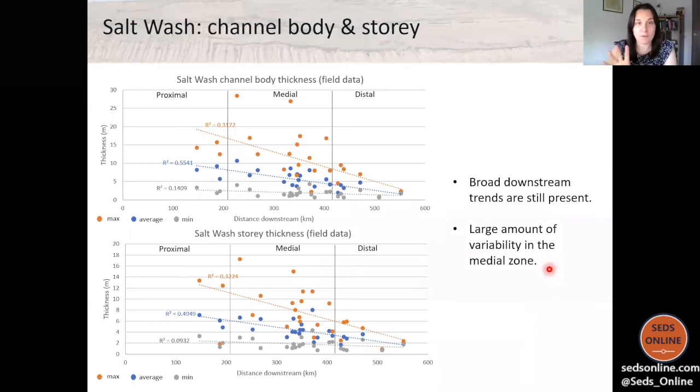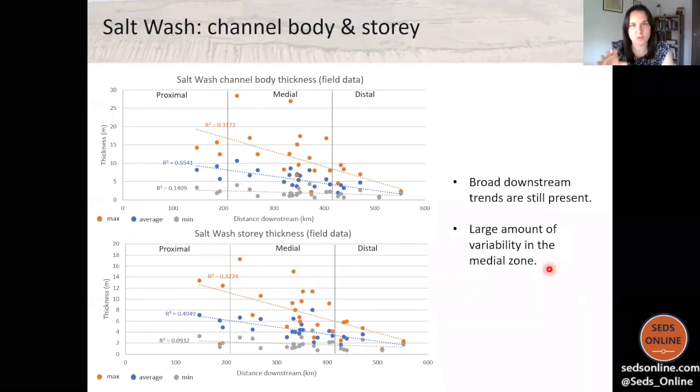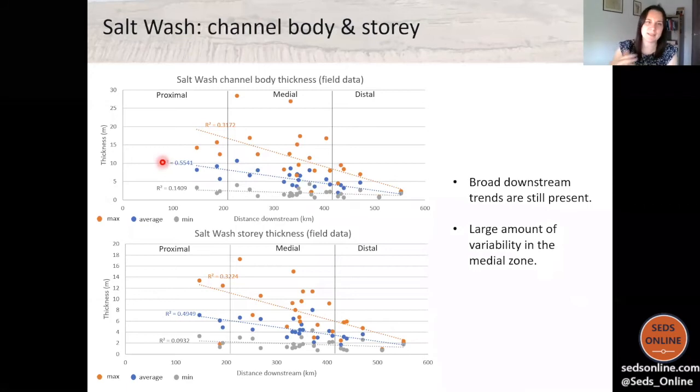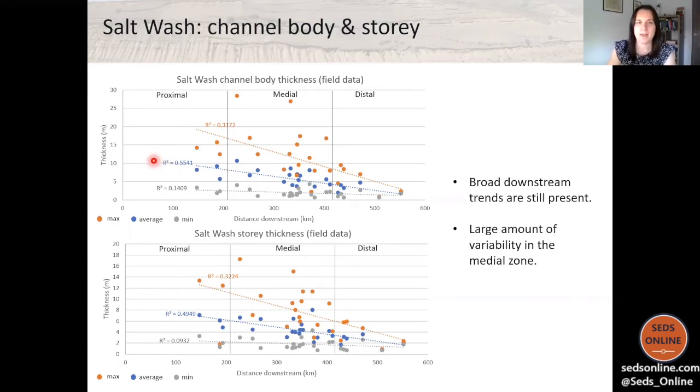Now, there's a lot of complication going on in this graph. So I also looked at the channel body and story data set from my PhD data set. The orange dots are depicting the maximums, the blue are the average, and the gray are the minimums. Just concentrating on the blues, we can again see a broad downstream trend, but it's nowhere near as clear as it was in the Huesca fluvial system. And again, we've got that huge amount of variability.